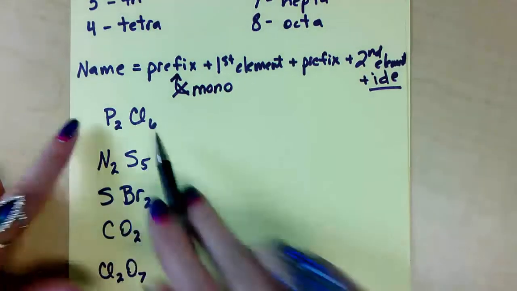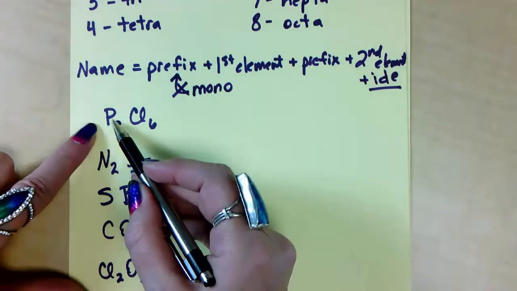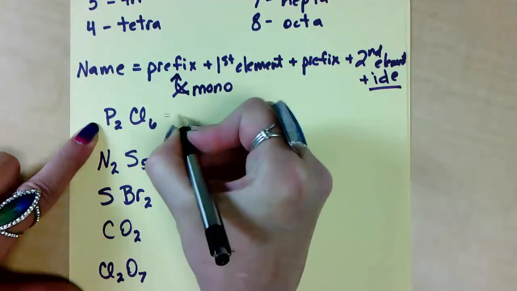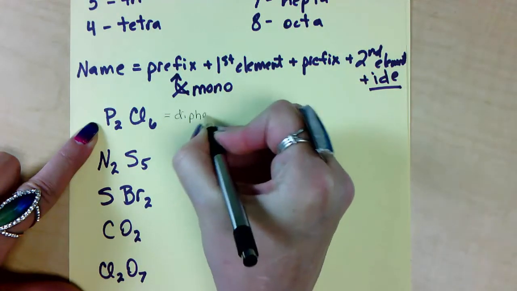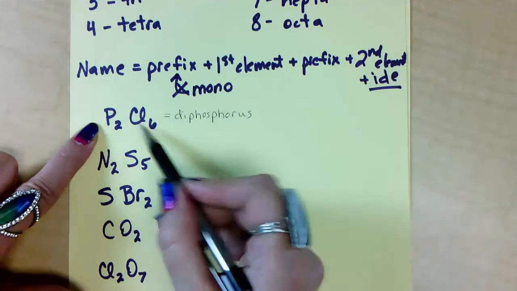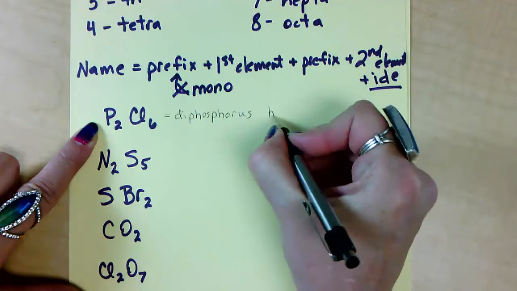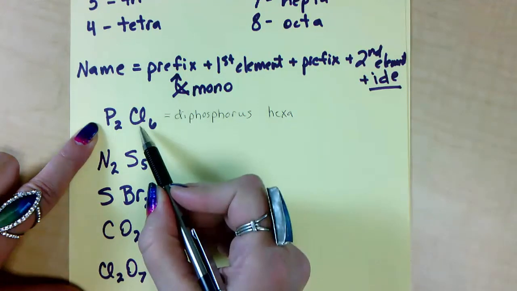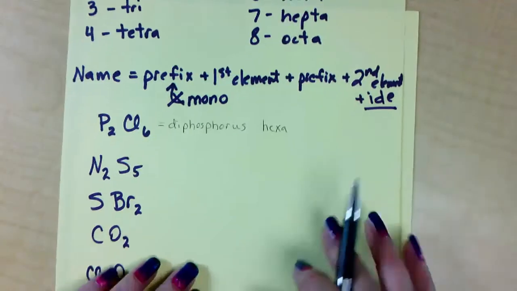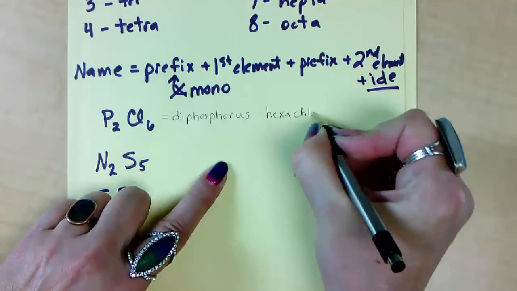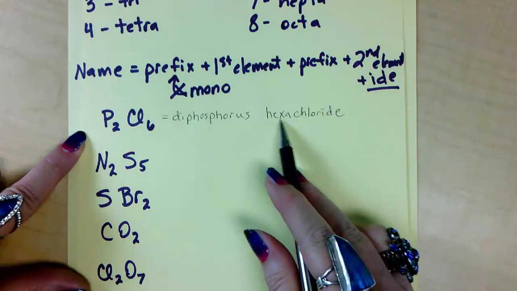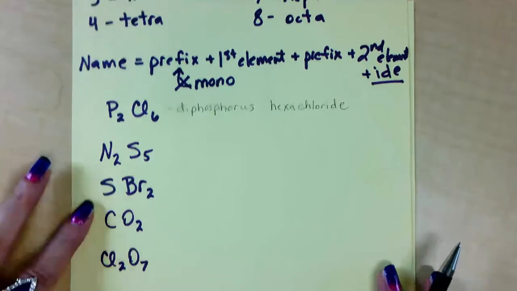So P2Cl6. P2, what is P? Phosphorus. There are 2 of them. 2 is di. So that is going to be diphosphorus. And then there are 6 Cl's. What is 6? Yes, hexa. And then Cl is, of course, chlorine, except we're going to change it to IDE. So hexachloride. Diphosphorus hexachloride. Very good.